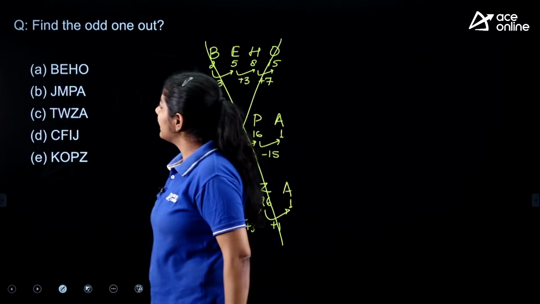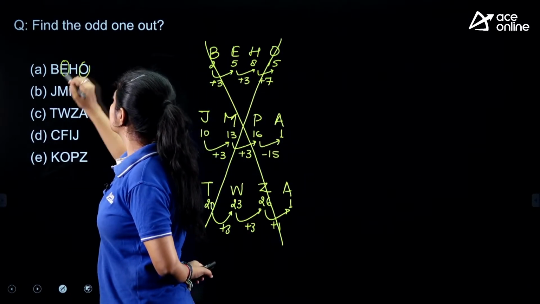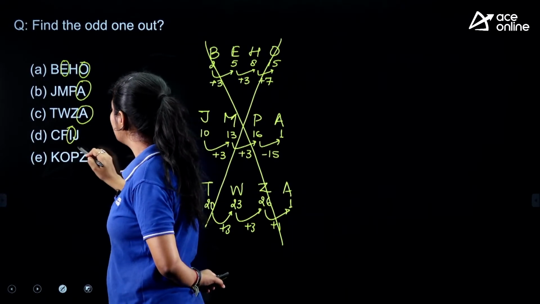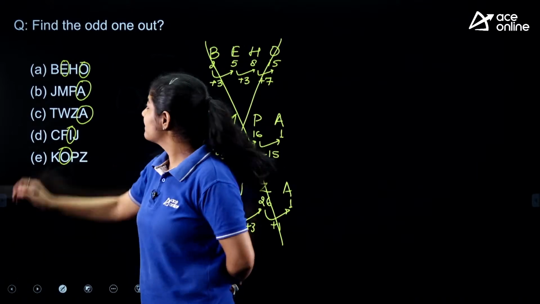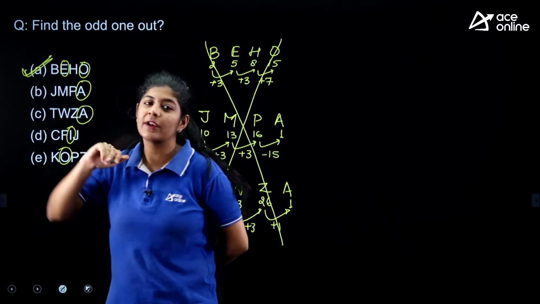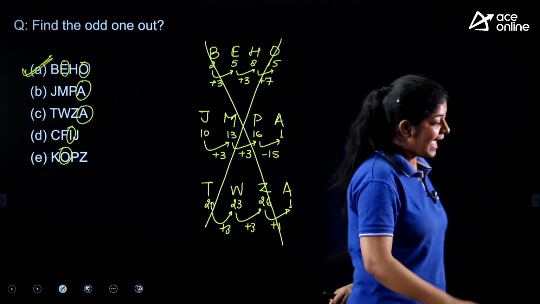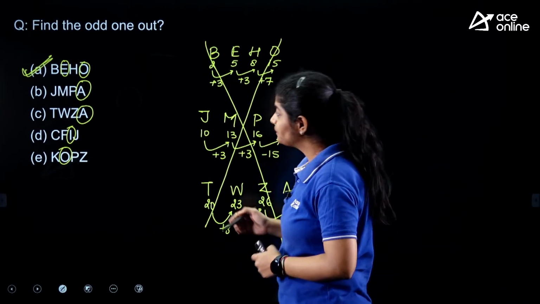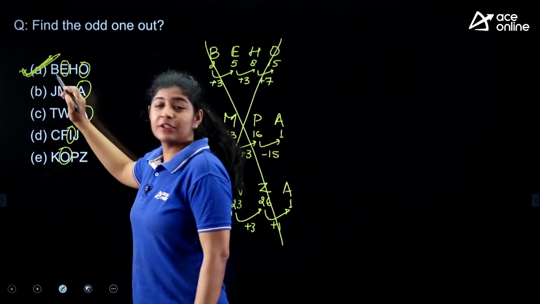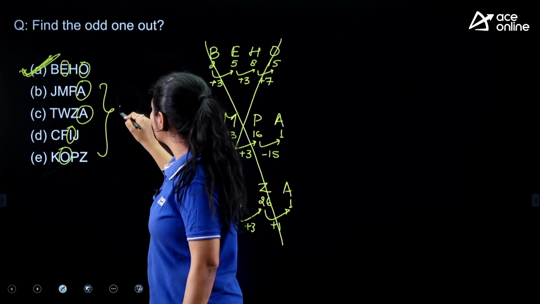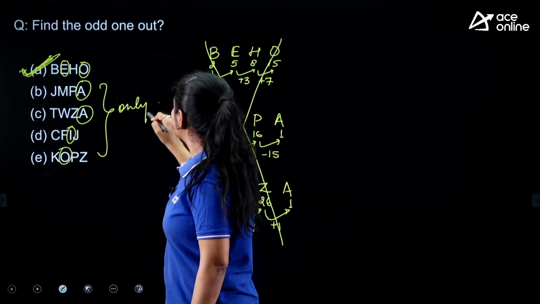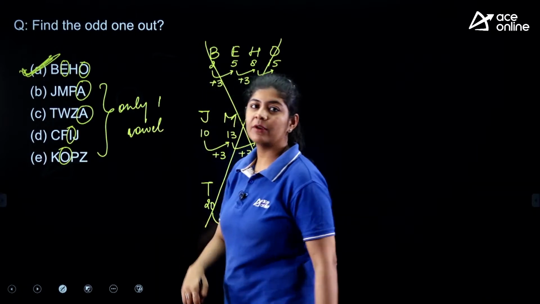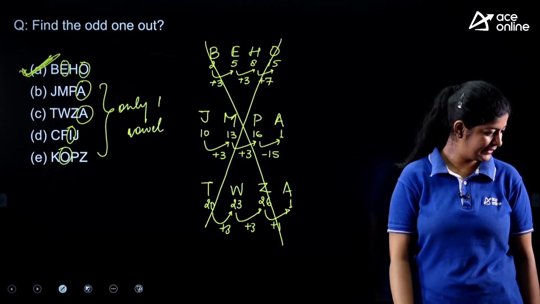So if you will see here, you are having two vowels, right? In this one you are having only one vowel, one vowel, one vowel, one vowel. So the answer is very simple. The correct option, or we can say the odd one out over here, is option number A, as in the rest of the options you are having only a single vowel. In this one you are having two vowels, and in the rest you only have one vowel.